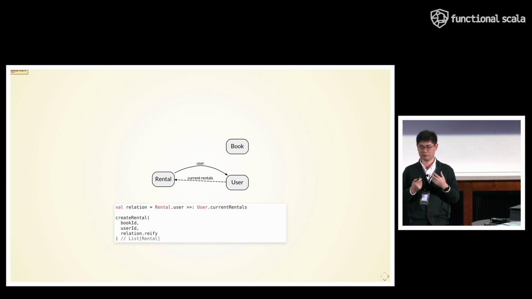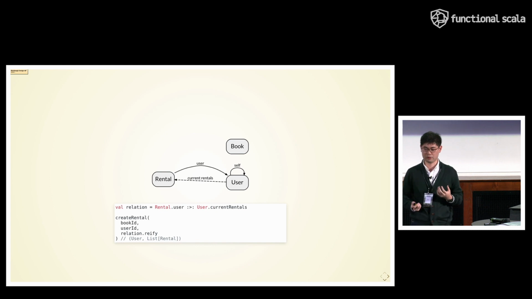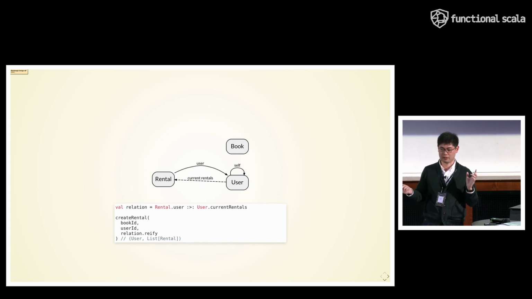But what if you also want the user back as well? Then you would slightly change this. Notice that the column points to the right. That only returns the right-hand side of things. If the column also points to the left, it would also return the left-hand side of things as well. So you would get a tuple of user and list of rentals.